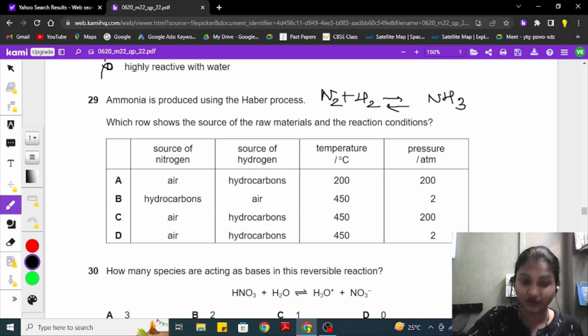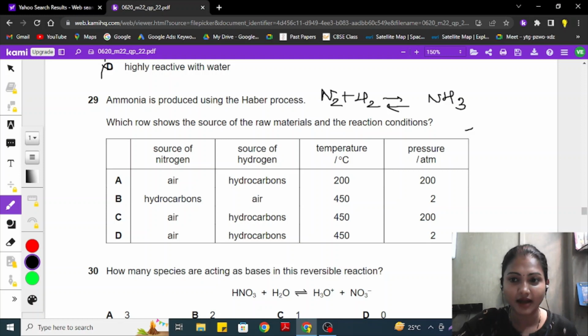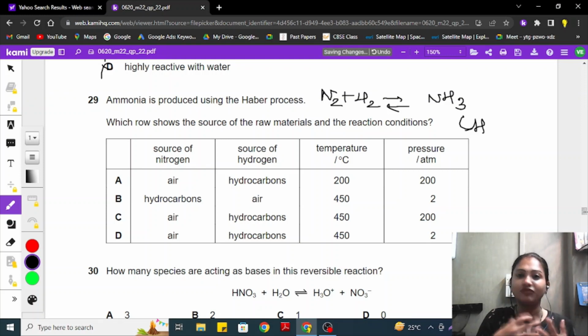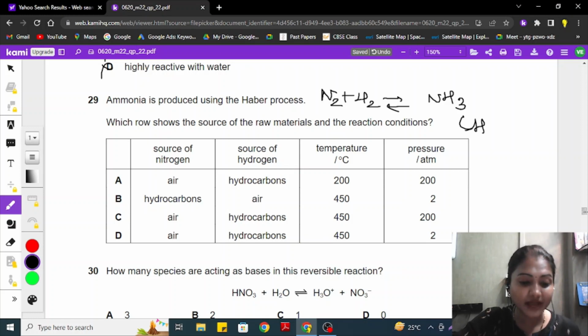So here we have three options. Let's see what the other one is. Source of hydrogen. The hydrogen comes from a hydrocarbon. It's either carbon and hydrogen. It can be any hydrocarbon, alkane, alkene, alkyne, any functional group. But definitely, it's a hydrocarbon. The temperature which it has to maintain is 450. So almost the first option is gone.